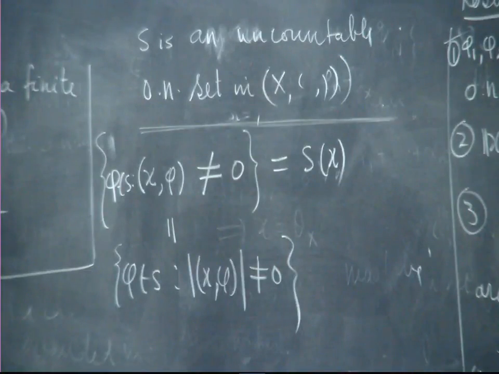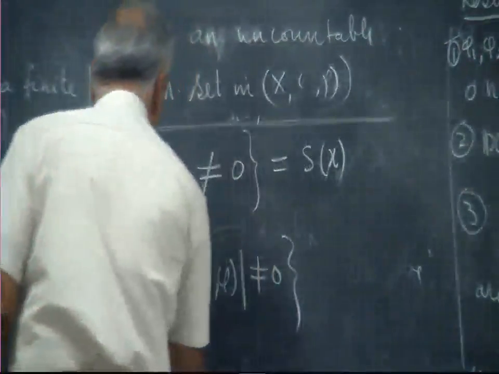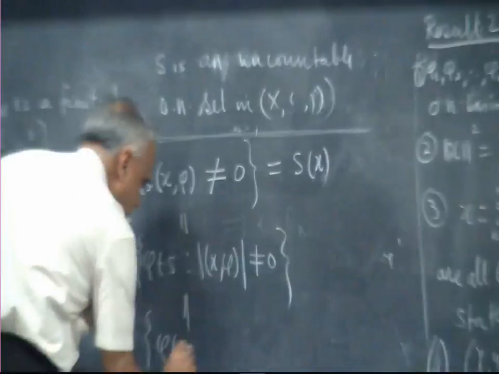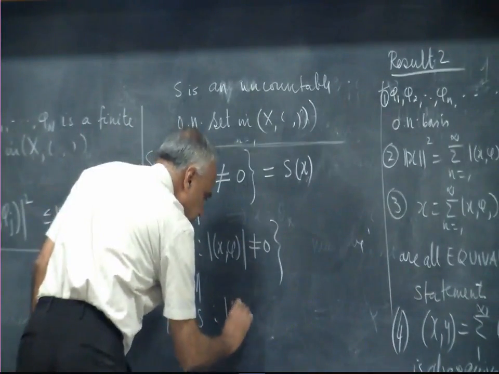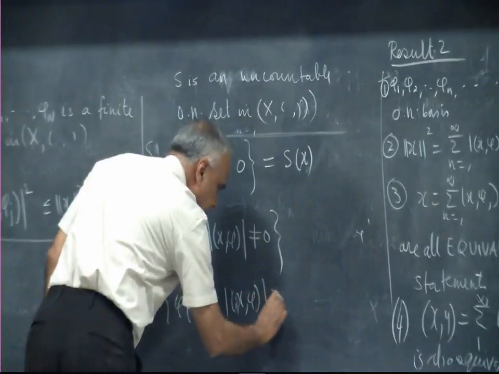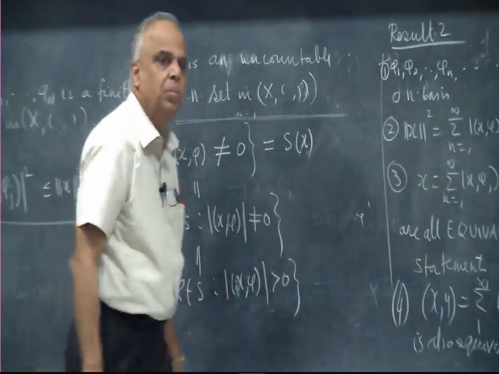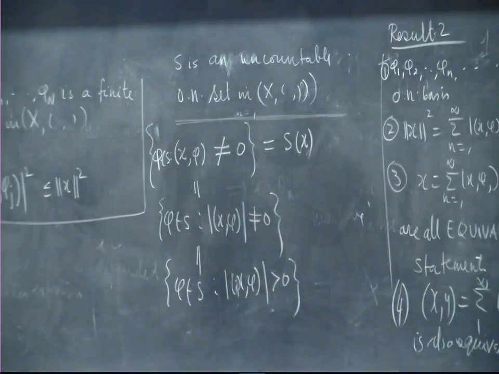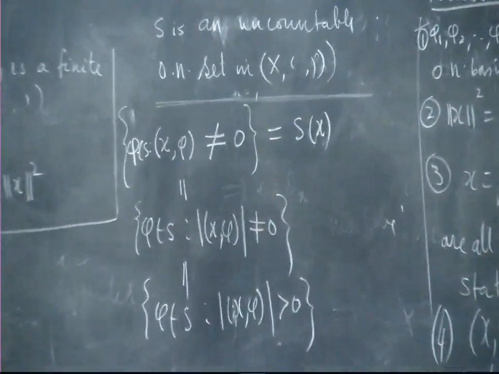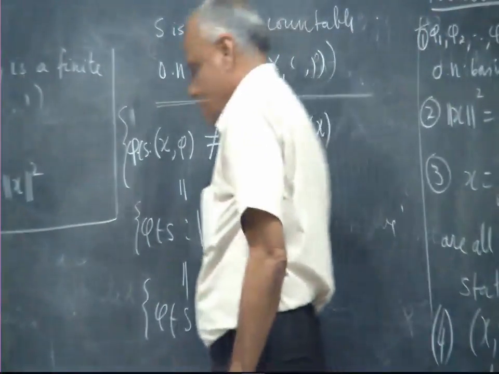So, if the modulus is positive, it has to be not 0, that means I want to look at all phi for which mod x phi is greater than 0, because it is a modulus. It can be either 0 or greater than 0. I do not want 0, so it is greater than 0. So, I am going to look at all the phi's for which mod x phi is not 0. Right. So, let me now show one trick.